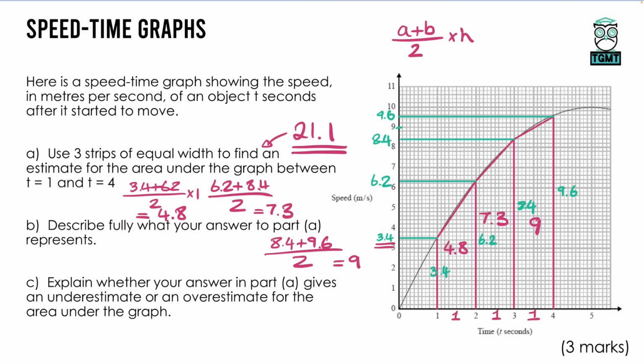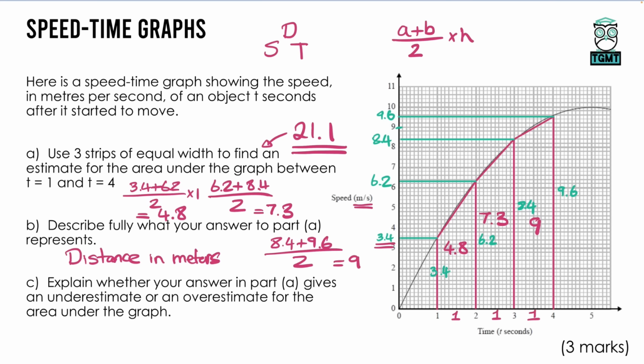So, in terms of what it represents, a distance. We know the relationship between speed and time. If you think about speed being equal to distance divided by time, well, to find the area, we've done the speed times the time, which gives us the distance. So there we go, it represents the distance. And that distance is in metres for this question, as it says over here, metres per second. So it's the distance travelled in metres. There we go, and that's what it represents.